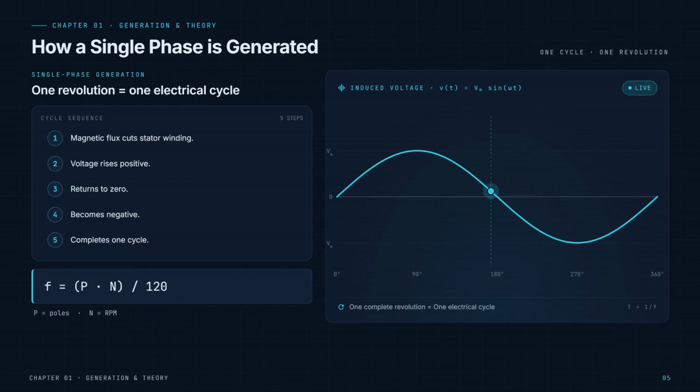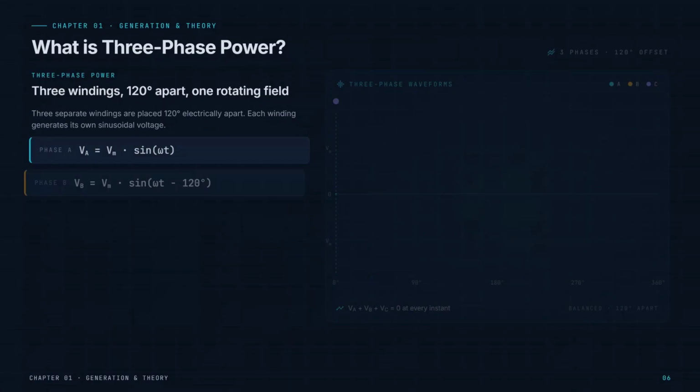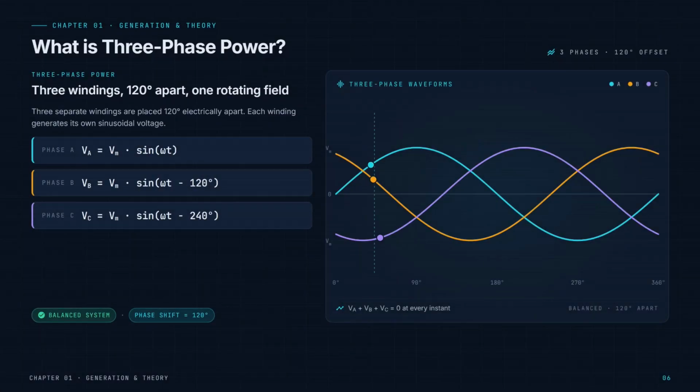If the generator contains only one stator winding, it produces a single-phase AC voltage that rises and falls in a smooth sinusoidal pattern. The voltage changes polarity continuously, completing either 50 or 60 cycles every second depending on the country's electrical standard. This alternating waveform is described by the simple relationship v(t) = V sin(ωt), where the voltage changes continuously with time.